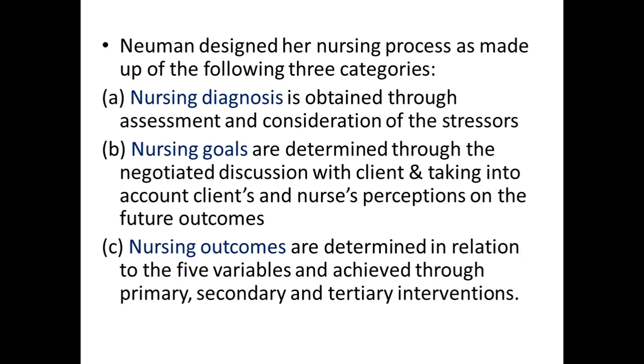You have to make proper goals according to their problems, with discussion with the client. Then the third category is nursing outcomes. These outcomes are determined in relation to the 5 variables and achieved through primary, secondary, and tertiary intervention.